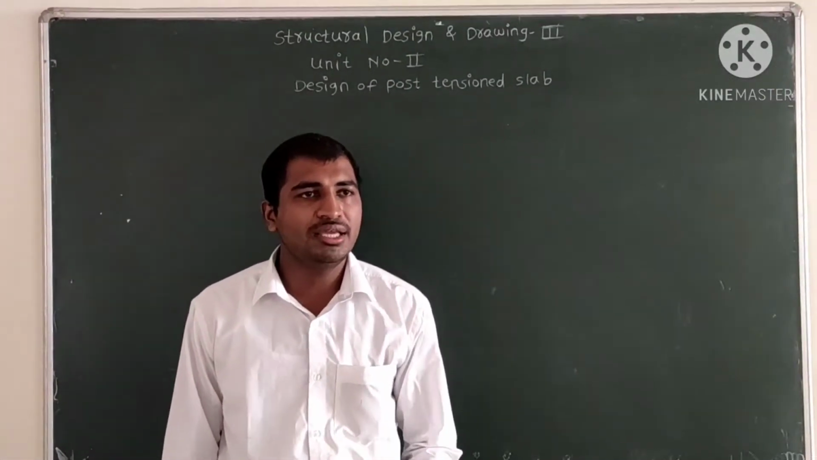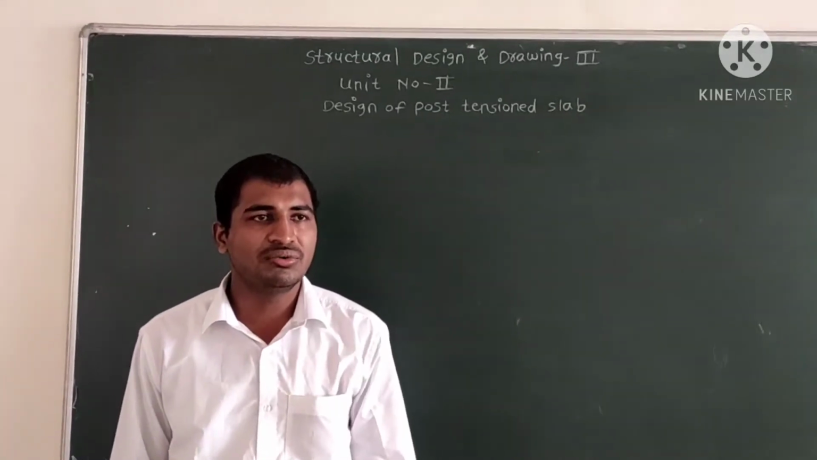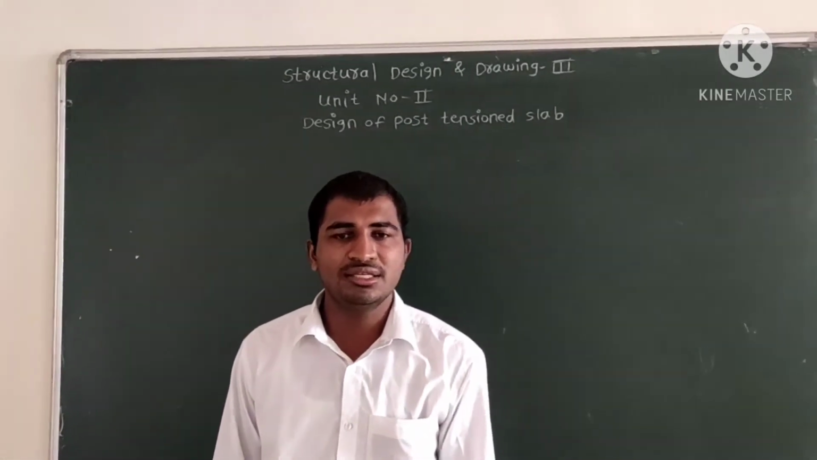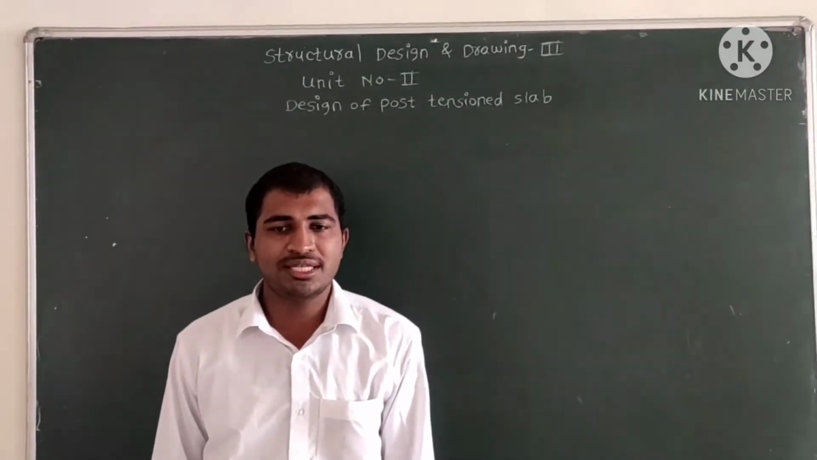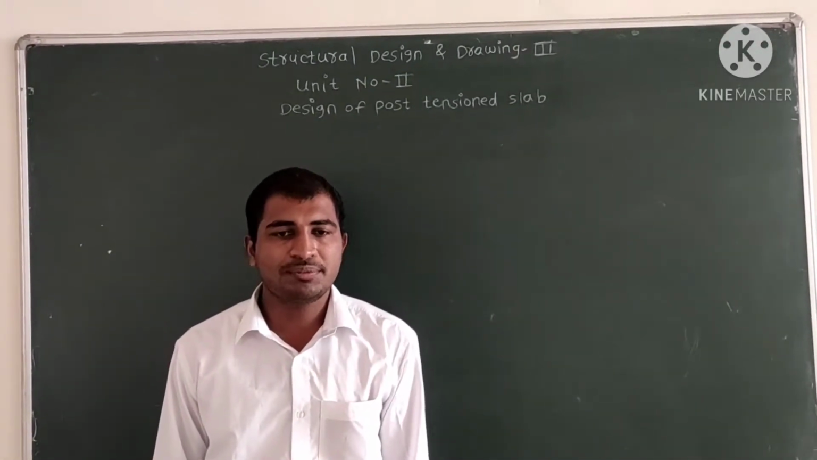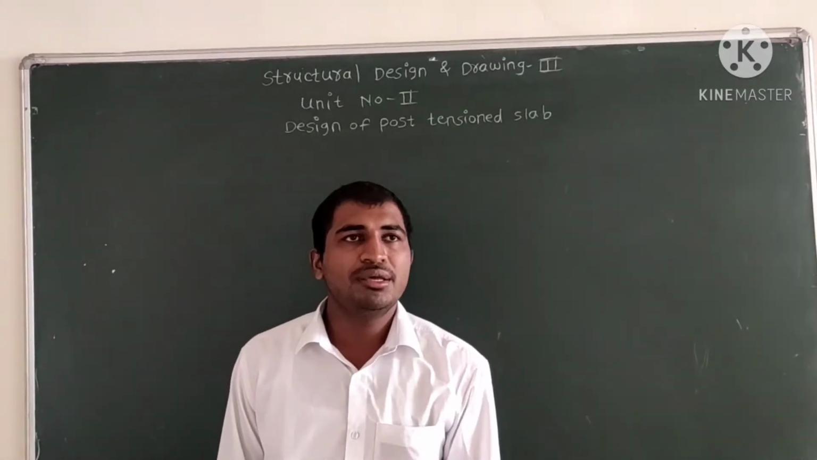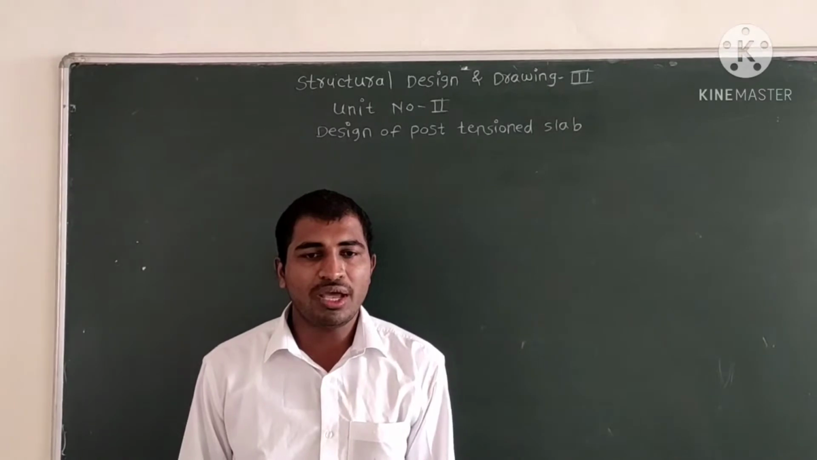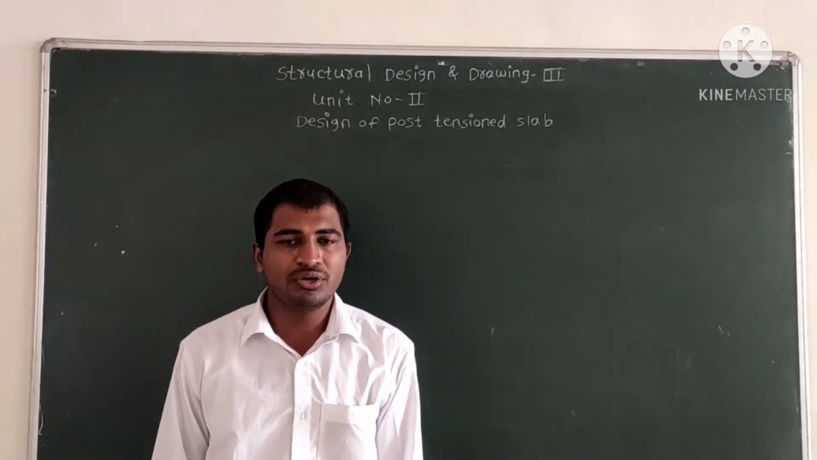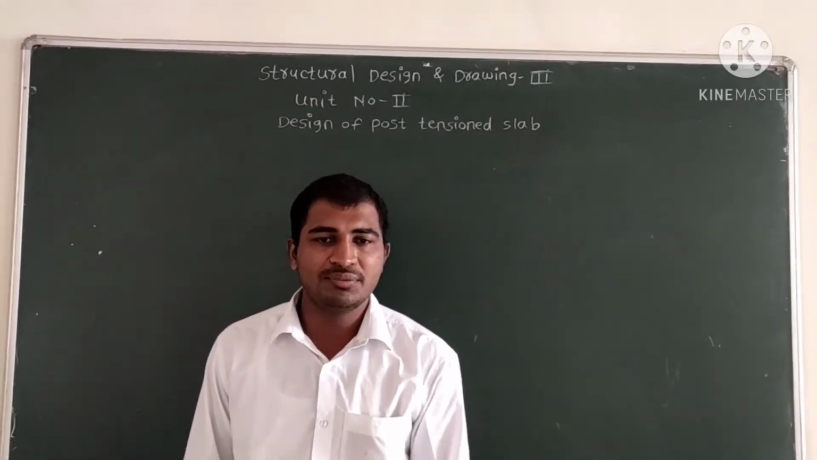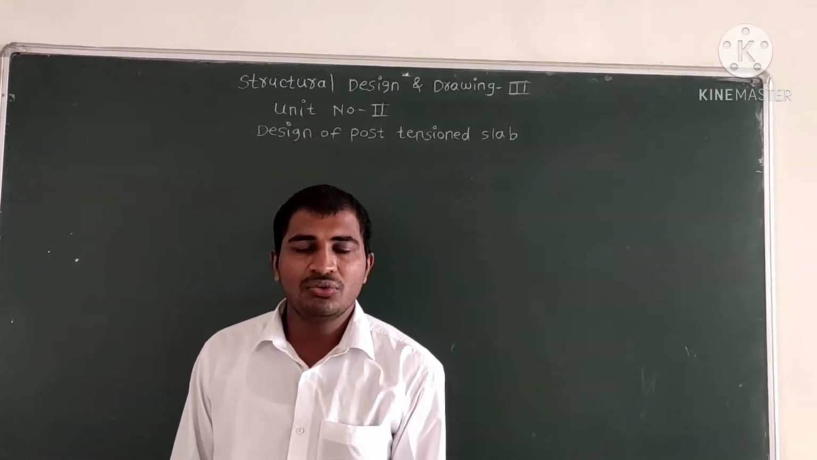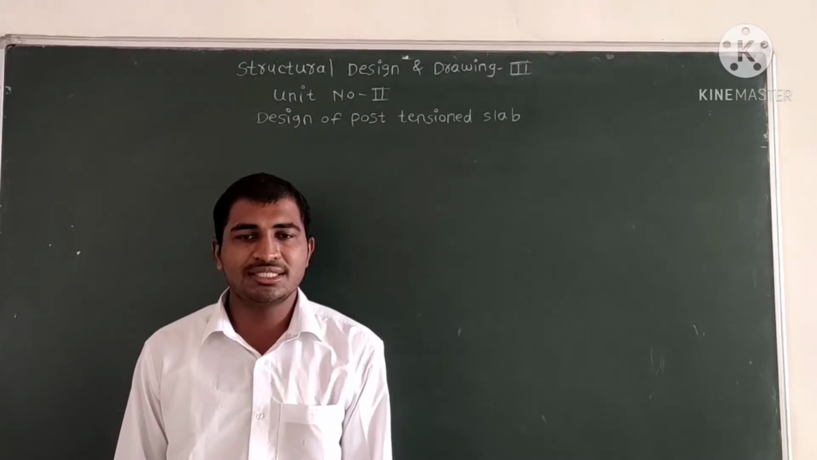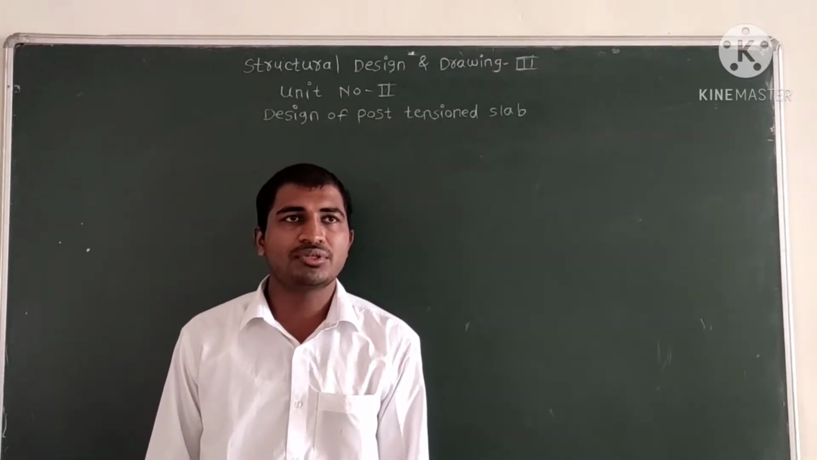In the previous lecture, we discussed the problems. Next problem: a post-tensioned pre-stressed rectangular beam of span 15 meters is subjected to an imposed uniformly distributed load, UDL, of 10 kilonewton per meter. The stresses in concrete should not exceed 16.5 Newton per mm square.